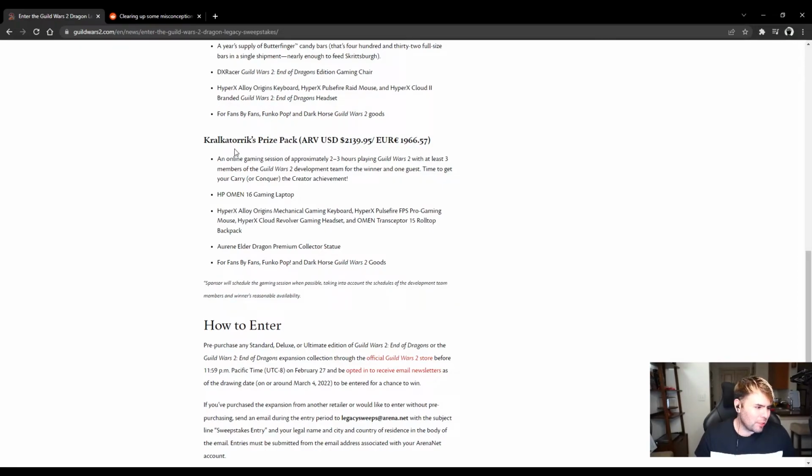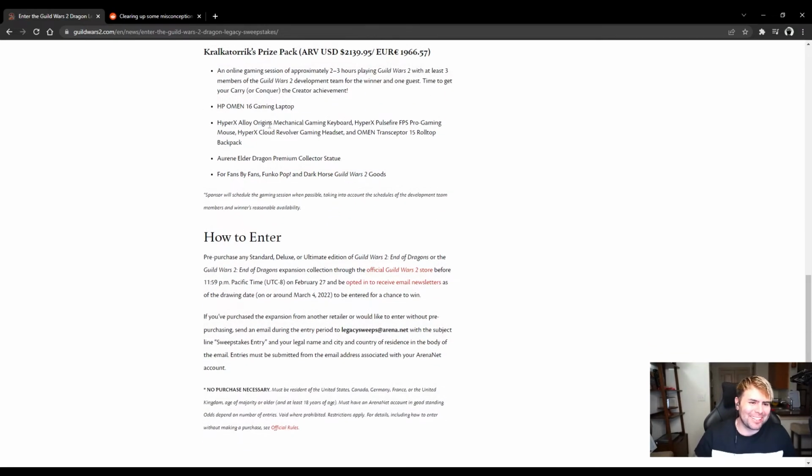The Krakatork prize here. An online gaming session. So this is the one that I'd actually want to win. You get 2 to 3 hours playing Guild Wars 2 with at least 3 members of the development team, and for the winner, 1 guest. If it was me, I don't know how far this could go, but I would make them PvP with me for 2 to 3 hours. And we would all be on Necro. That's exactly what my plan would be if I ended up winning this.